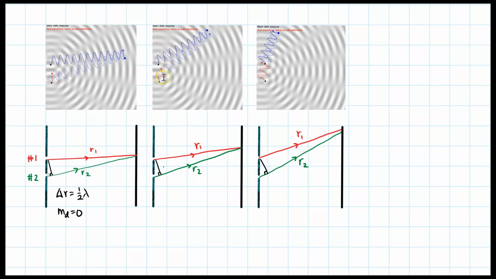So if I look at this guy over here, you could see that the path difference is 1.5 waves. So therefore, I have to write 3/2 lambda for the path difference. And that's what we call MD equal to 1. And if you look at the third situation over here, you could see that it's not 1.5 waves, it's actually 2.5 waves, which we write as 5/2 lambda. And this is MD equal to 2.